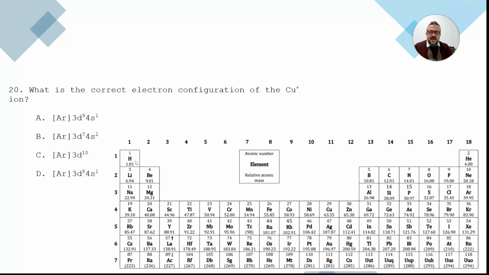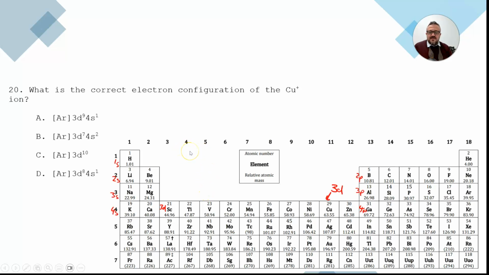We have Ar, okay, so argon, and then all the way across here, 3d9, 4s1, 3d7, 4s2, 3d10, 3d8, 4s1. That's weird, isn't it? This 3d here is after the 4s in all of them. And that's correct. That's because the 4s is more energetic than the 3d, so it fills up first.